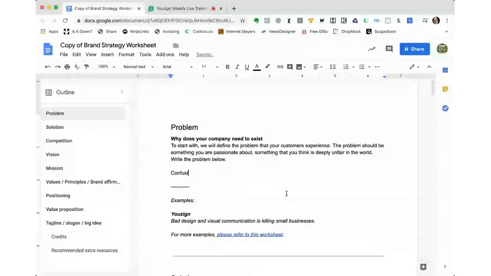But I understand this very simple thing, and that is that confusion and complexity paralyze business people. Does that make sense? Confusion and complexity paralyze business people.